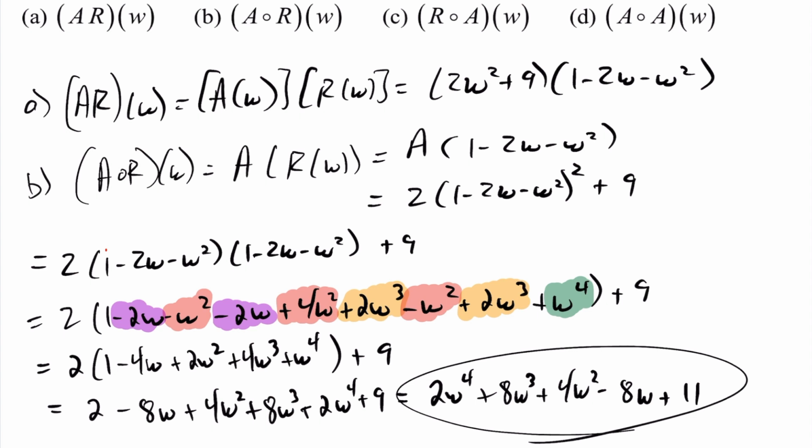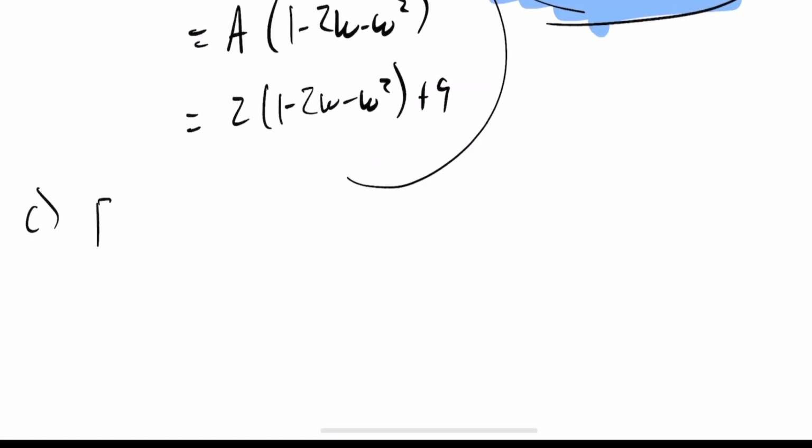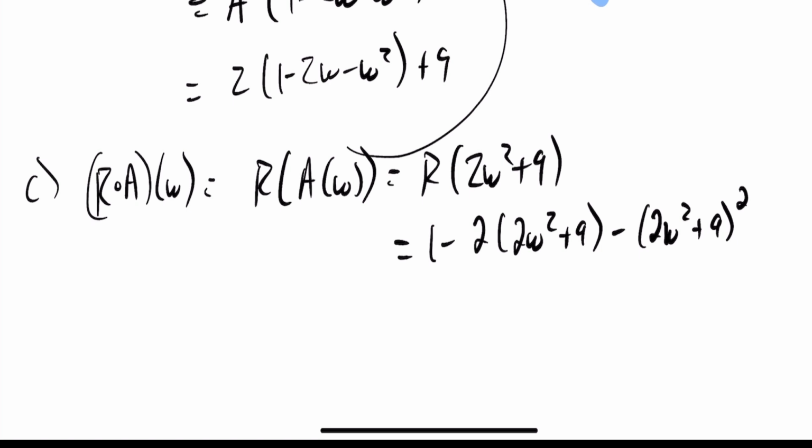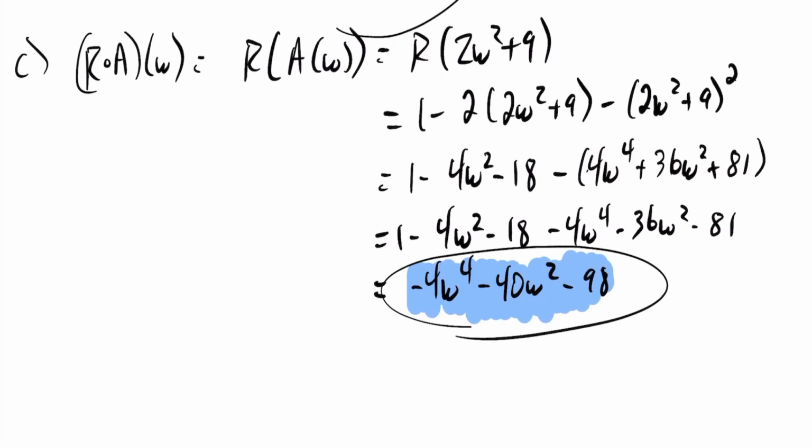Let's take a look at C. So for C here, we want to take R composite A acting on W, which is R acting on A at W. And by definition, A at W is going to be 2w squared plus 9. And now for my function R, which is right here, everywhere I see a w, I'll be changing that to a 2w squared plus 9. Expanding and simplifying, we get the following. And expanding and simplifying this out, I get negative 4w to the power of 4 minus 40w squared minus 98.